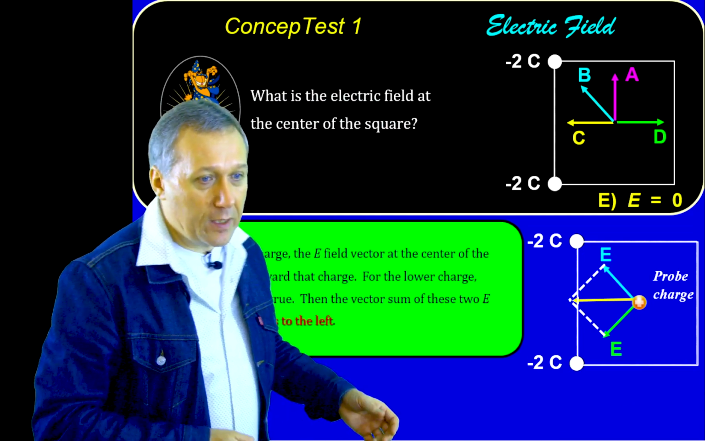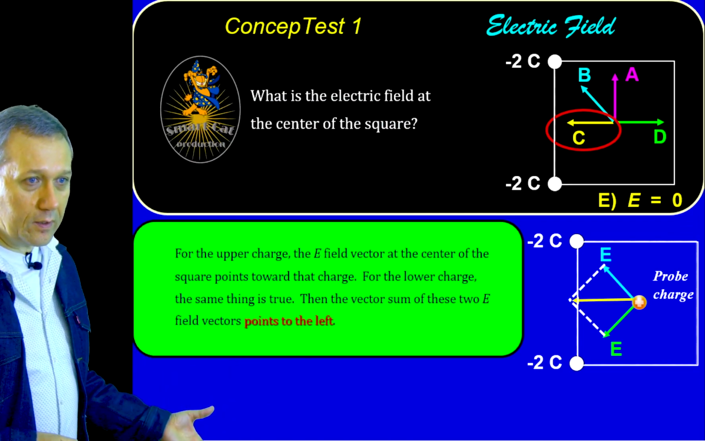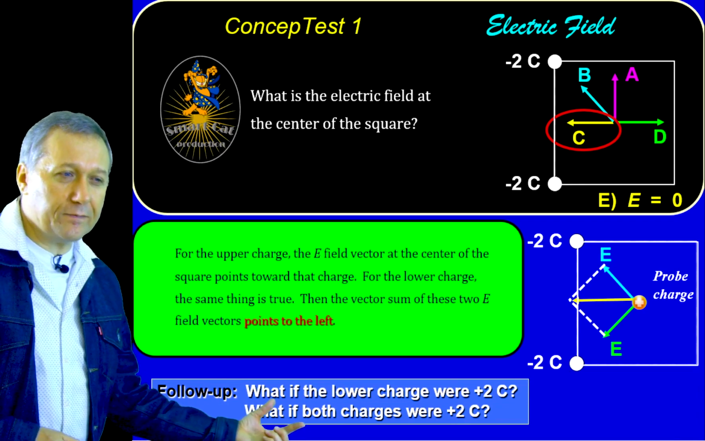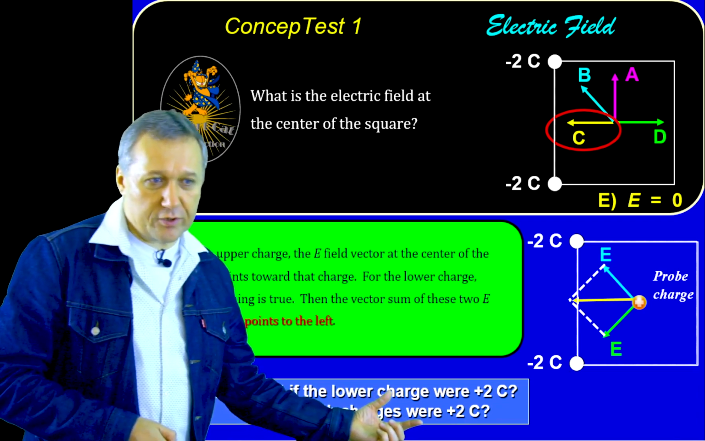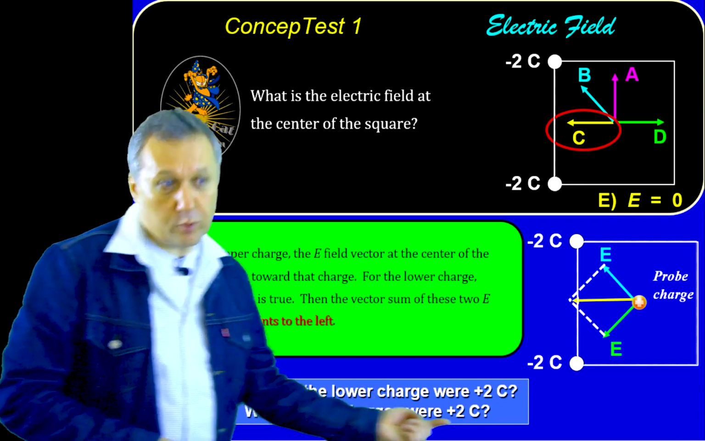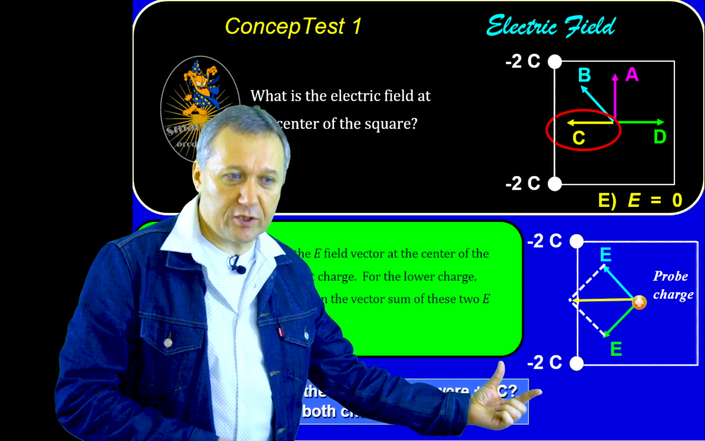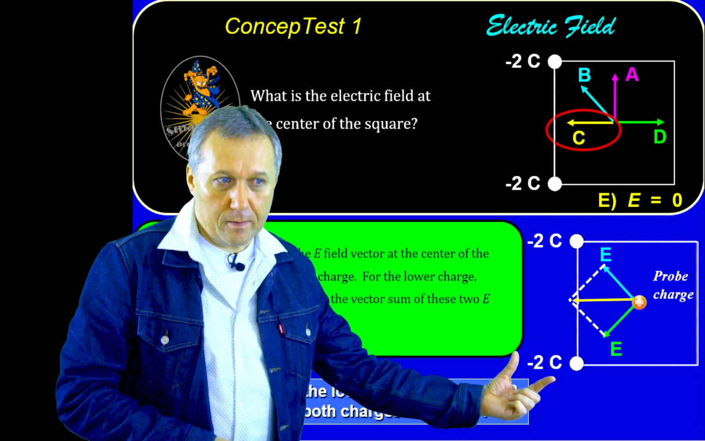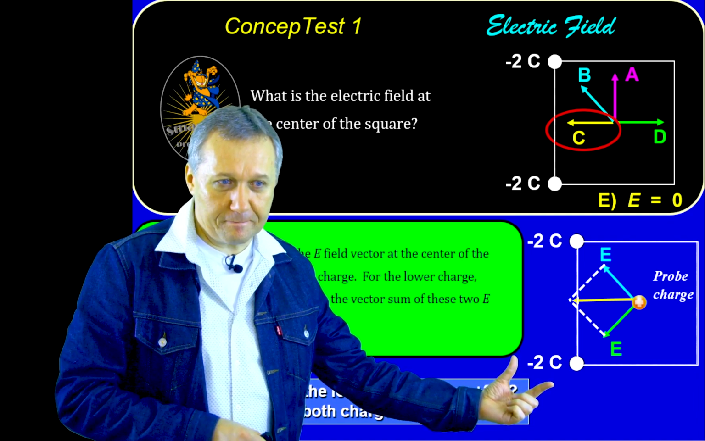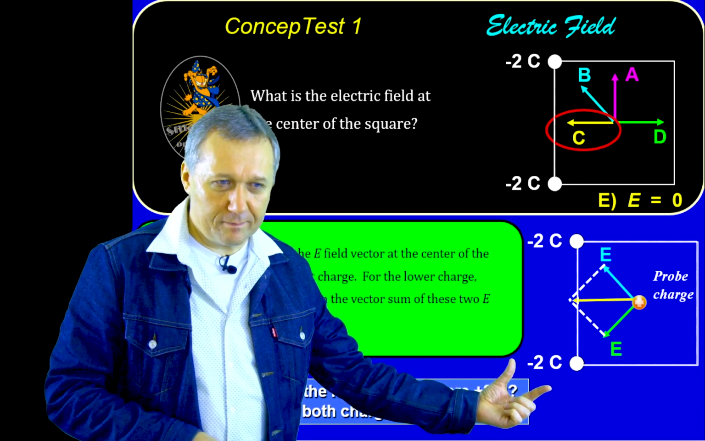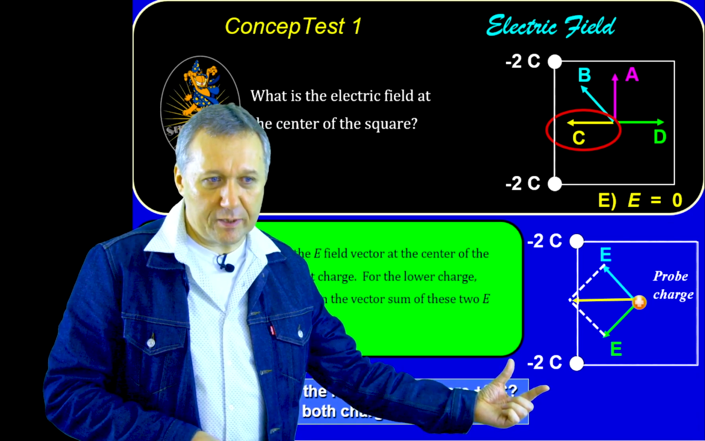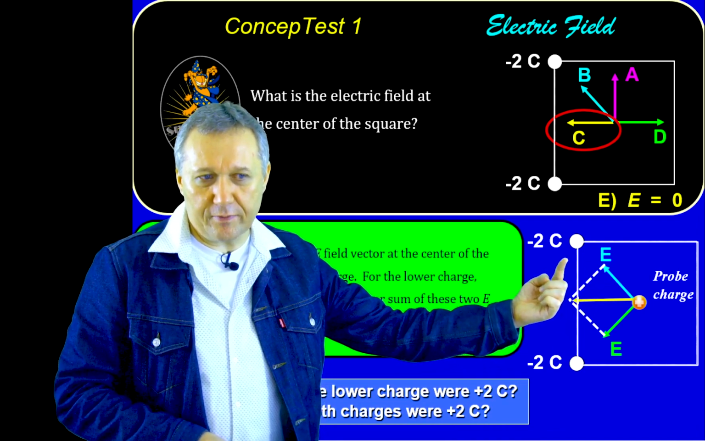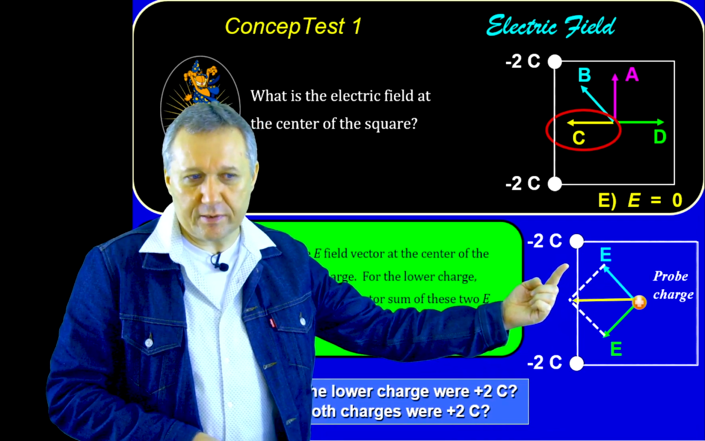Okay, so now let's play. Here, follow up. What if the lower charge is plus 2 coulombs? What if this charge is replaced with plus 2 coulombs? Think for a second. We're not polling. And now let me explain. Of course, this bluish electric field will be still the same because this bluish electric field is created by this negative charge, which is still the same.